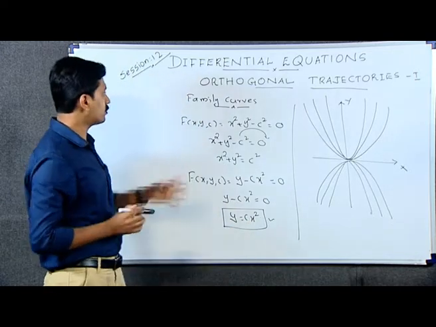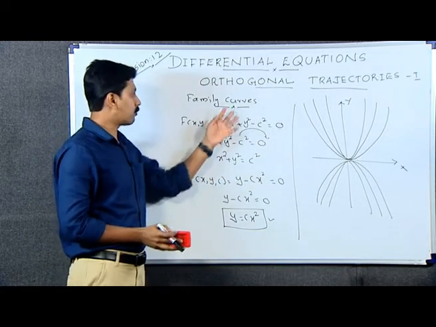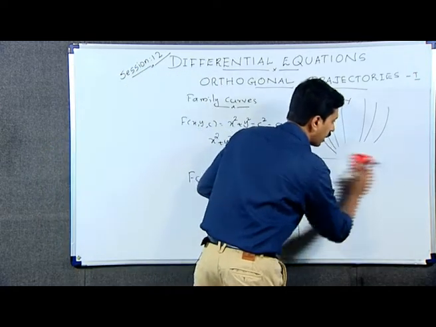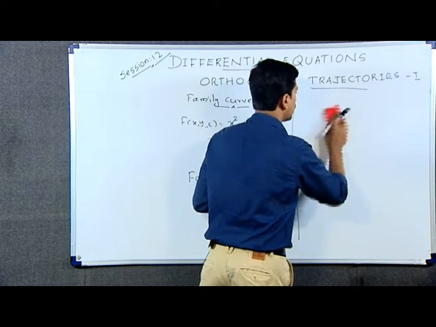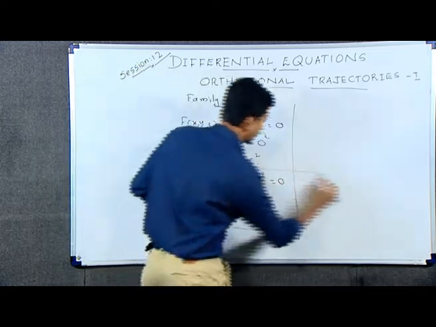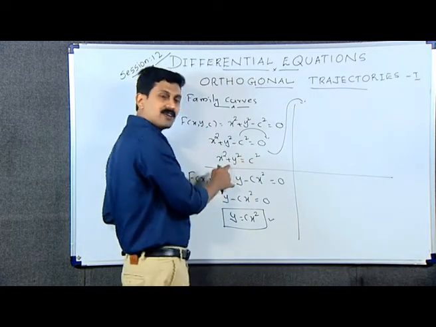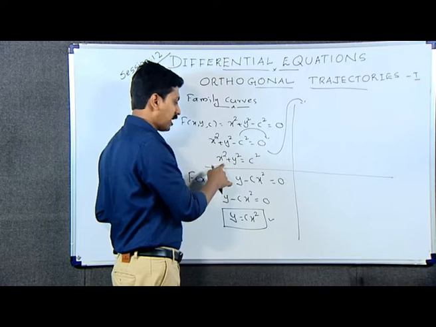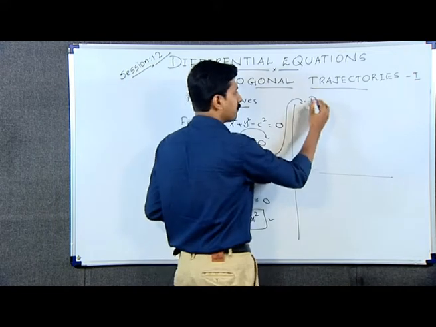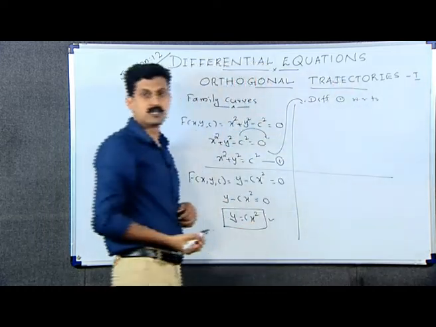Before going to orthogonal trajectories, why am I discussing families of curves? Before orthogonal trajectories themselves, I would like to discuss the differential equation corresponding to a family of curves. Here we have a family of circles. I am taking x squared + y squared = c squared as equation number 1, and I am differentiating equation 1 on both sides with respect to x. See what will happen.